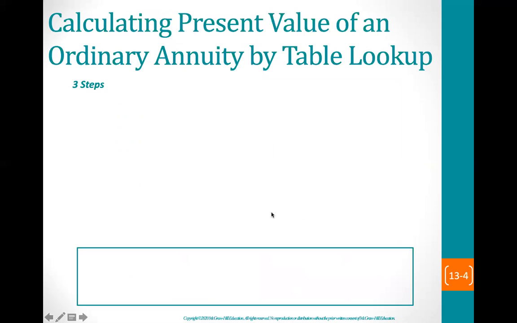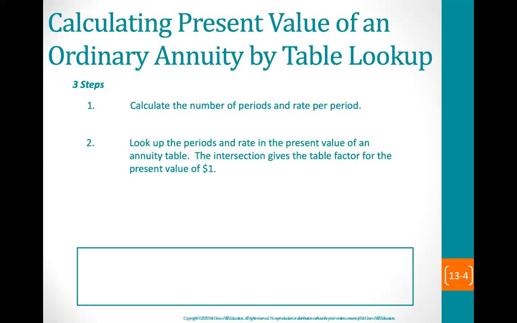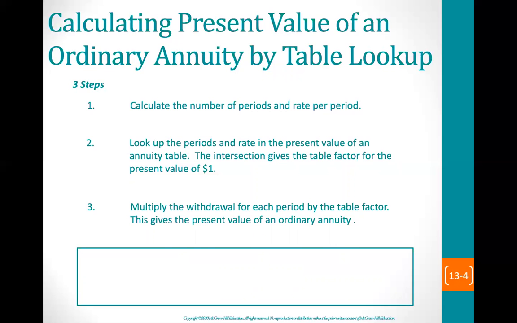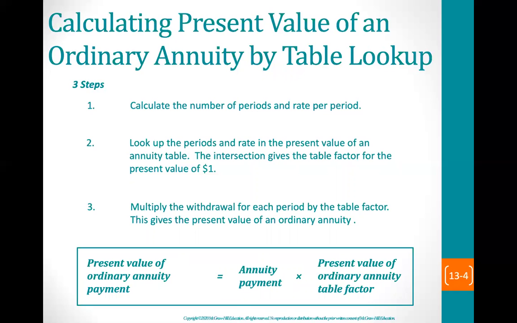So to calculate the present value of an ordinary annuity by table lookup, we have 3 steps to follow. Calculate the number of periods and rate per period like we've done in the past. Look up the periods and rate in the present value of an annuity table, Table 13.2. This intersection gives the table factor for the present value of $1. Multiply the withdrawal for each period by the table factor. This gives you the present value of an ordinary annuity. So the annuity payment that you want to receive times the present value factor tells you the present value of the ordinary annuity payment.